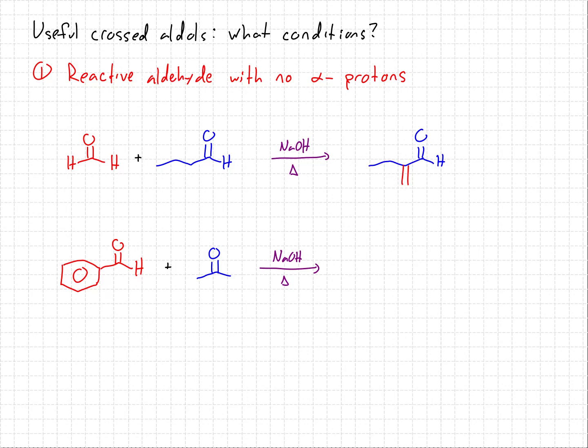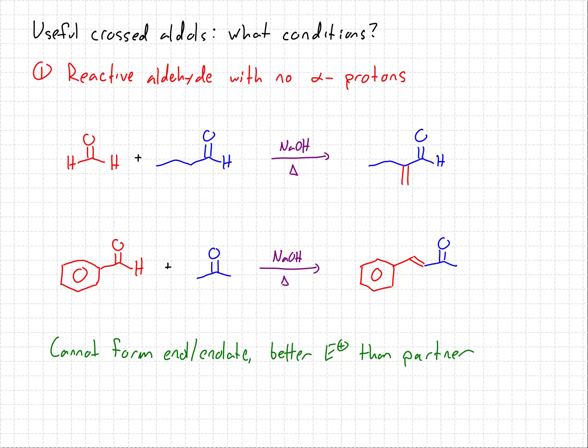For the first reaction, we'll form this methylene group by adding on just the single carbon bound to two hydrogens. In the case of benzaldehyde, we will get this extended conjugated system. This is one of those cases where it would be very hard to stop at the addition product due to the extended conjugation heavily favoring elimination.